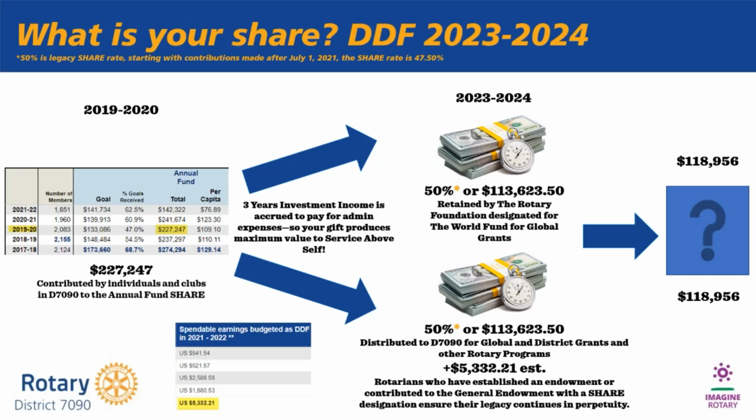So what is your share for DDF 2023-2024? The reason we're talking about 2023 and 2024 instead of 22-23 is because the 22-23 grant cycle just closed out April 30th. So we're already looking out to 23-24. So 23-24, we're going to look at what were the contributions from Rotarians in 2019-2020. They donated $227,000 to the annual fund share.